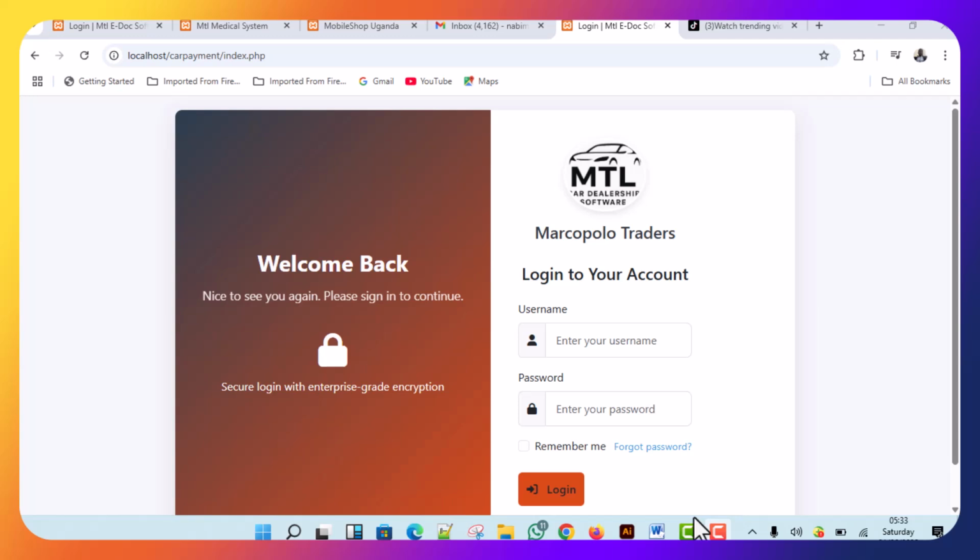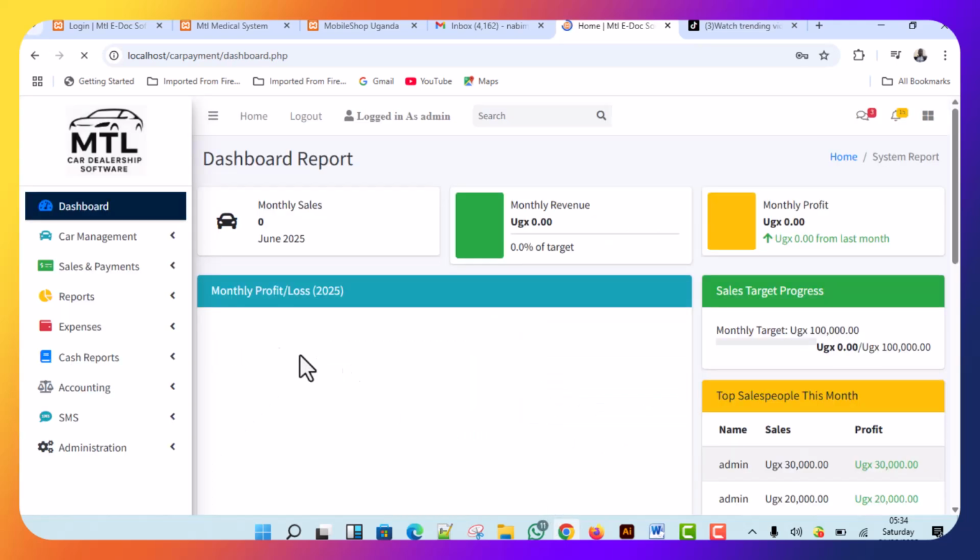You look at the reports, how the cars are performing in terms of profit, the profit you are making, the expenses they are incurring. So it determines how much you want to sell it for so that you can make a profit from it. So let's log in and look at all the modules at once. So this is our username and password. Yeah, this is a dashboard.